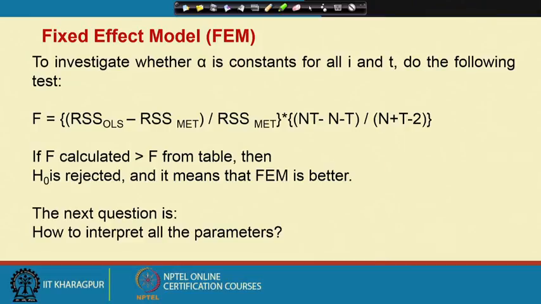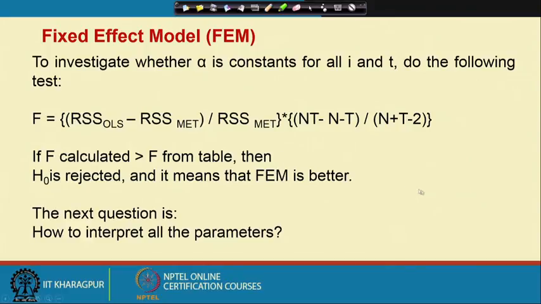Now the question is whether the pooled model will be effective or the fixed effect model will be effective. In that context, we can go for a test, and the F test will give you the indication whether the particular model is effective for this problem. Accordingly, we have to choose whether to go ahead with pooled data modeling or with panel data modeling, that is, the fixed effect model.